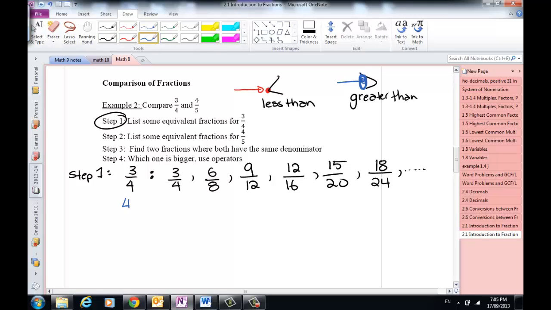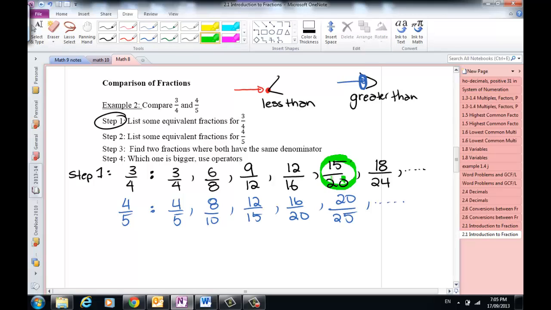In blue, I'll do the 4/5. So same idea. The first one would be 4/5. If I multiply the top and the bottom by 2, I get 8/10. If I multiply by 3, I'll get 12/15. And if I multiply by 4, I get 16 over 20. If I do one more, I get 20 over 25. Again, we can keep going, but I'm going to stop here because what I noticed is that here I have the denominator of 20, and here I have the denominator of 20. So I can now use these two fractions and compare them.